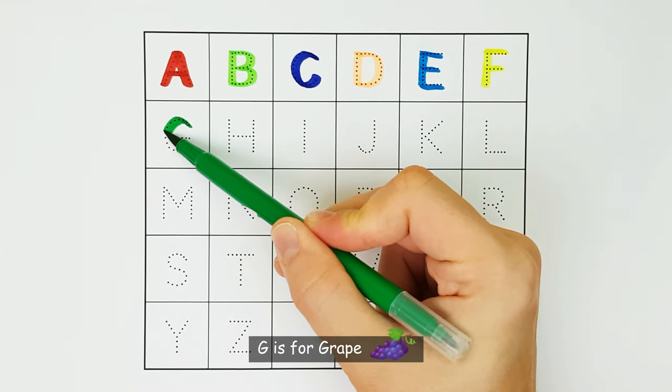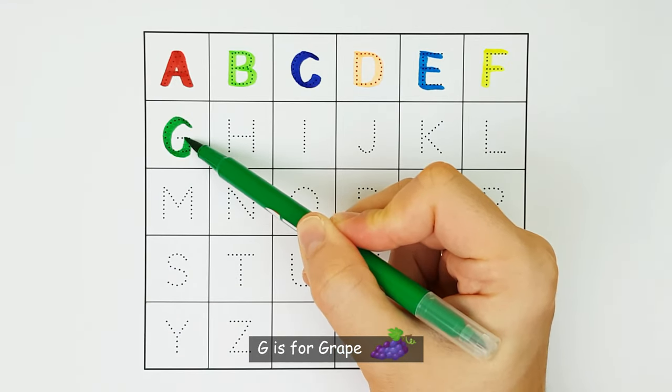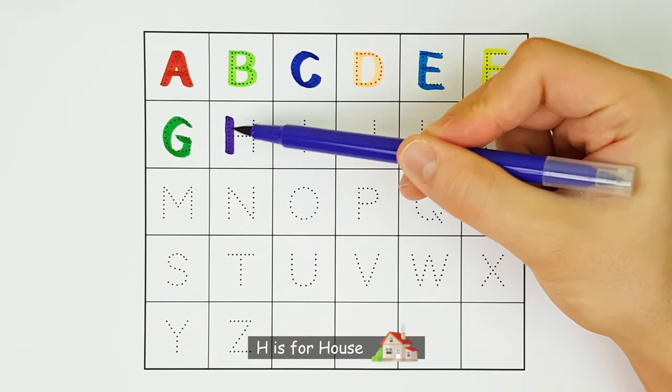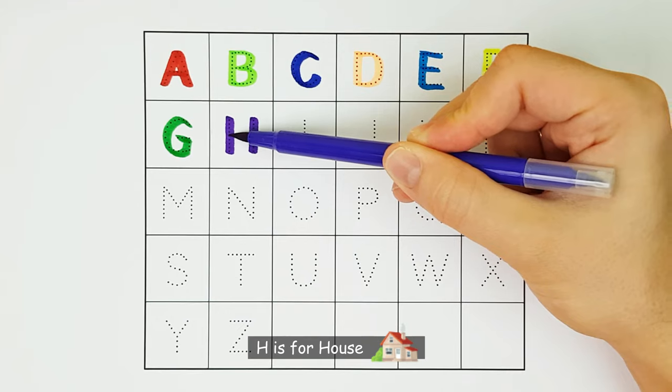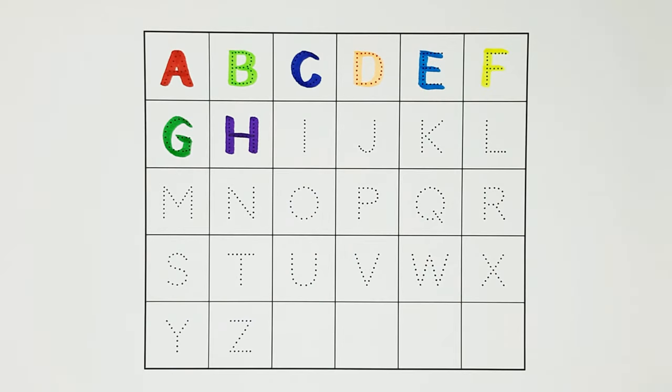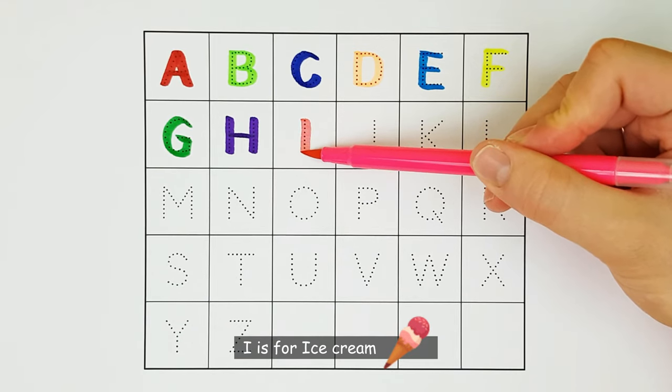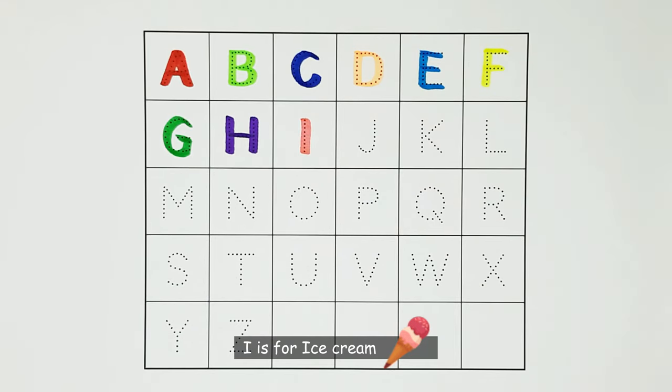G. G is for grape. H. H is for house. H. I. I is for ice cream. I.